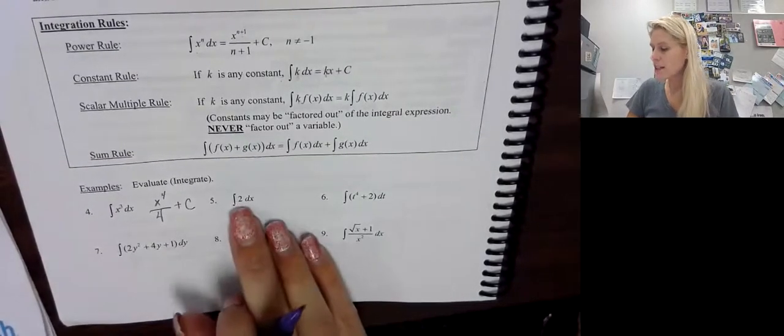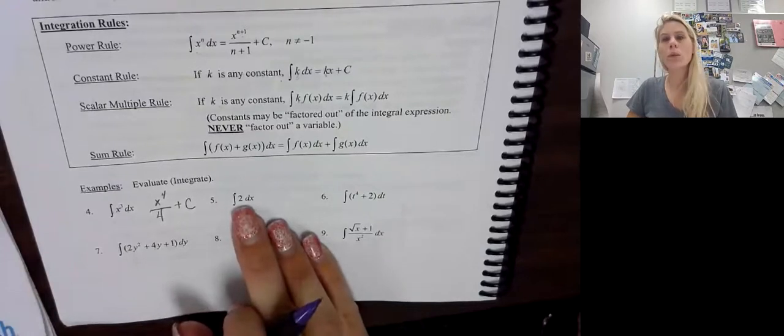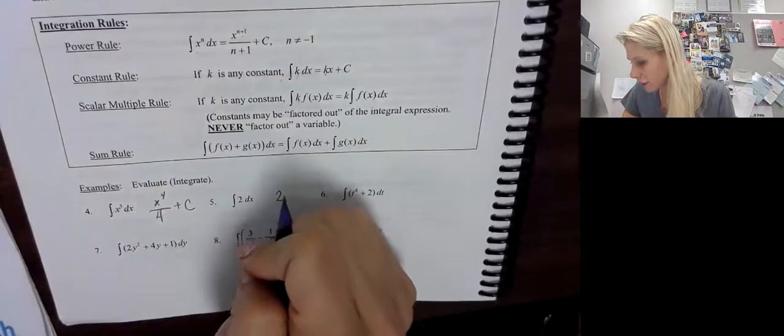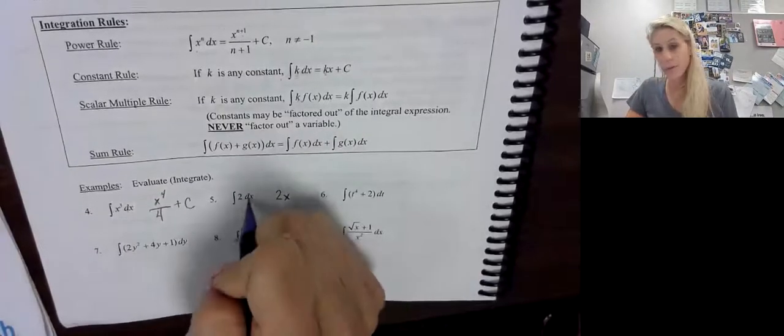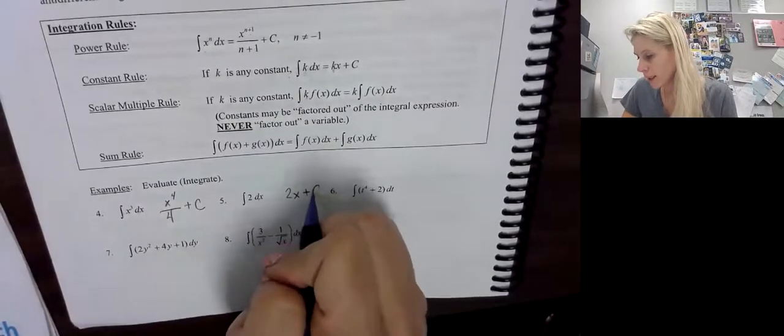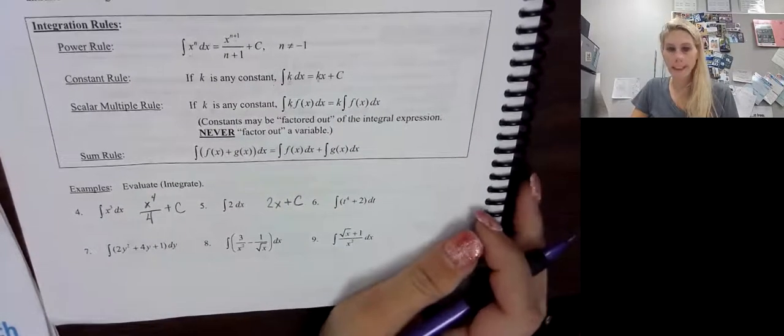Number 5, this is the integral of a constant. What do we do to go backwards with the constant? Remember, we attach that x to it because it's in terms of x's. And then, of course, we don't know if there was something added onto it, so plus c.